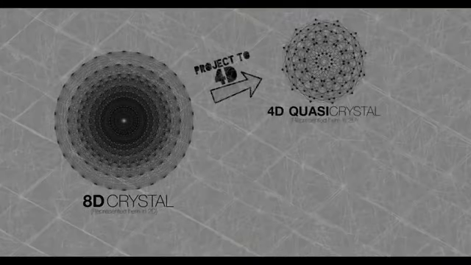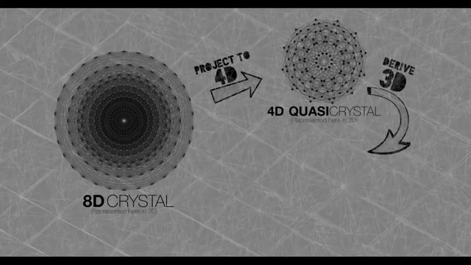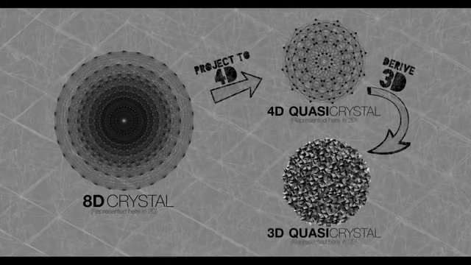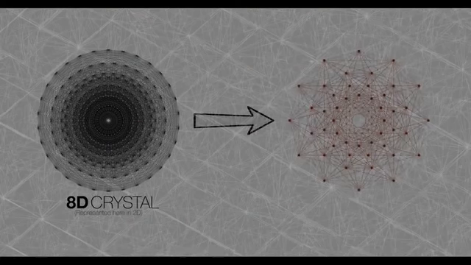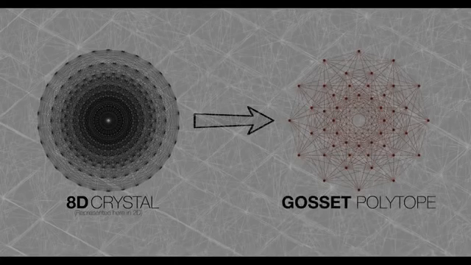To generate that 3D quasicrystal, the substructure at the pixelated fabric of reality, we project this 8D crystal to 4D. And then we convert that to 3D. Now, just like the basic cell shape of the 3D cubic lattice is the cube, the cell shape of the E8 lattice is an 8D shape with 240 vertices. We call it the Gaussian polytope.